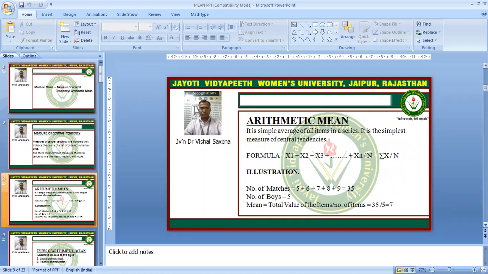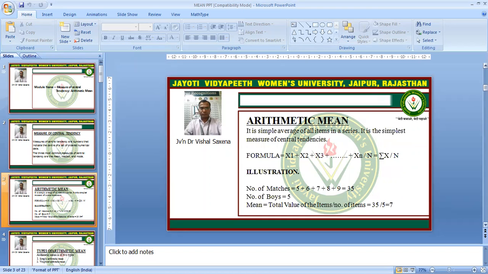Now we take the first topic, the arithmetic mean. It is a simple average of all items in a series. It is the simplest measure of central tendency. So now we take the formula for arithmetic mean.